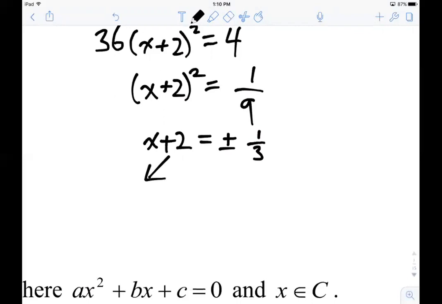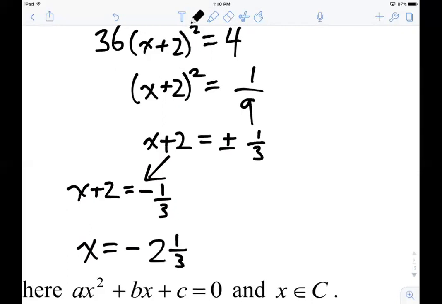One of the situations says that x plus 2 could equal the negative result, negative 1/3. So in other words, if I then subtract 2 from both sides of that, x could be equal to negative 2 1/3. Because I'm already at negative 1/3, then I go 2 units farther into the negatives, and so it's negative 2 1/3. You can think of it that way.